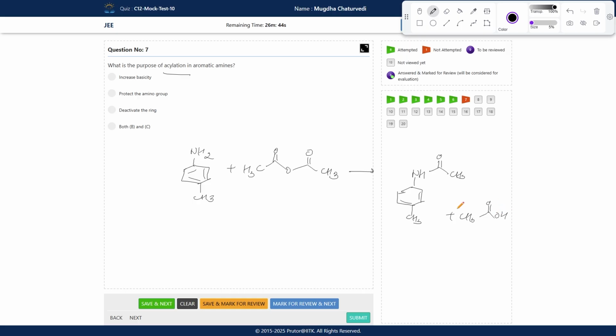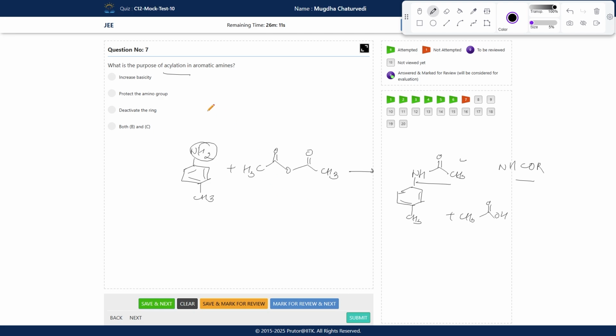Now what is happening, if I am doing the acylation, then this acylation converts this NH2 group into this group, which is the NHCOR group. This group is less activating, as the lone pair on the nitrogen is less available for resonance with the ring. So this acylation protects the amino group from oxidation, and it also reduces the ring reactivity.